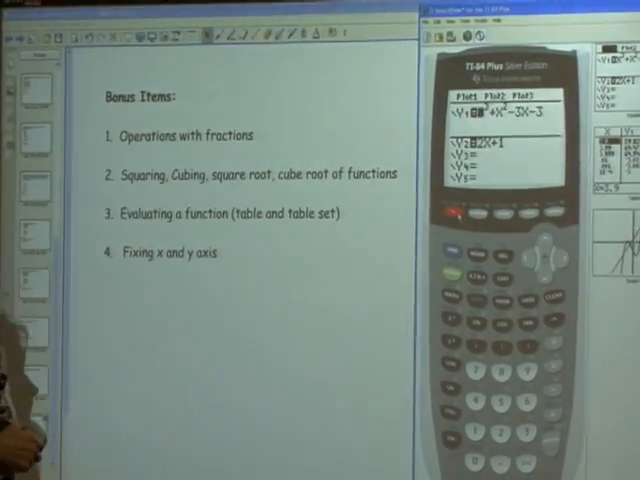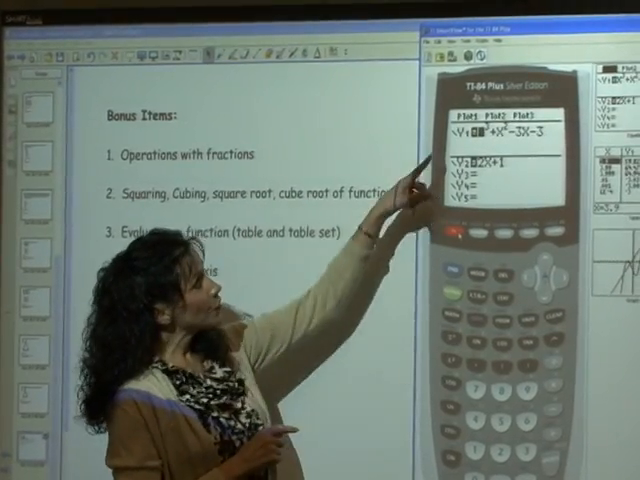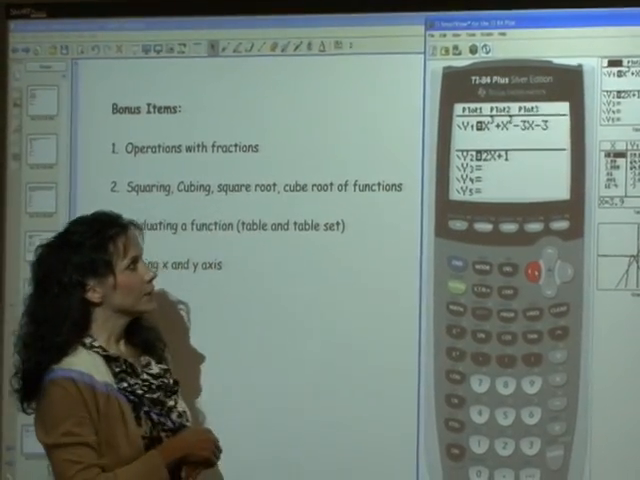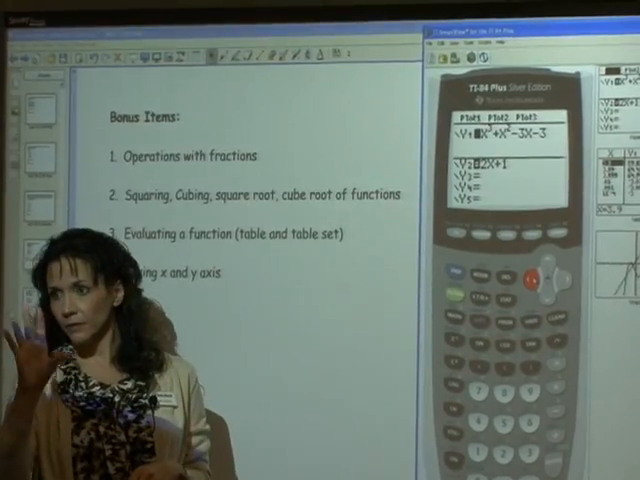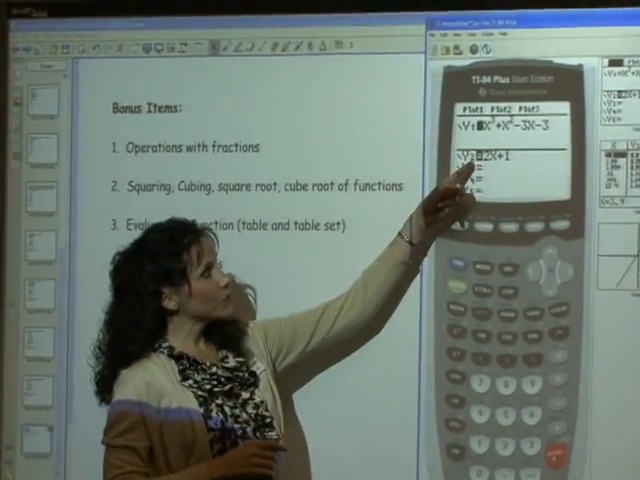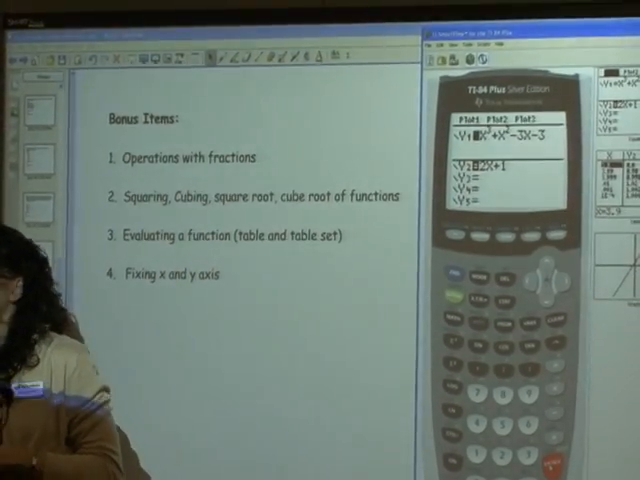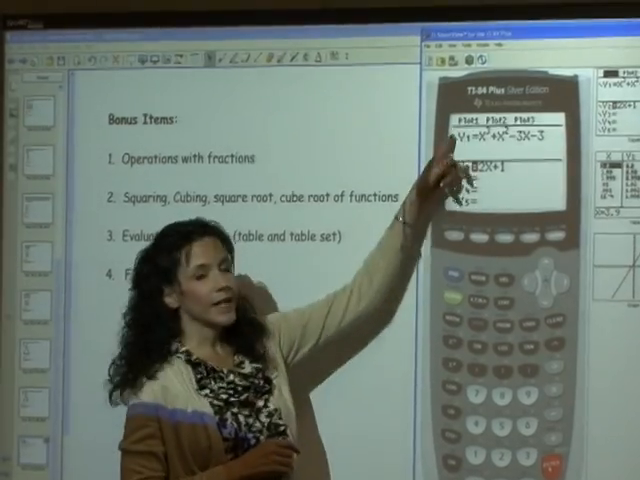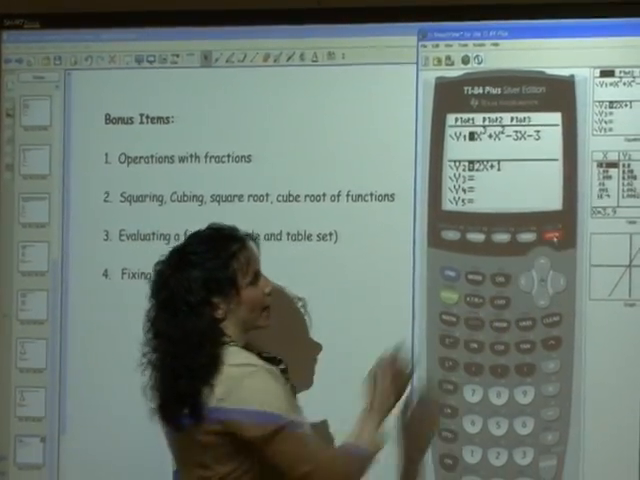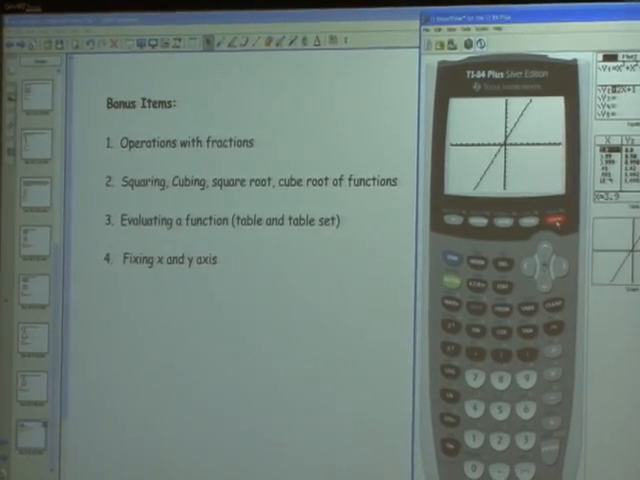Y equals. Let's say I want to turn off this first graph. I'm going to go to my equal sign. See how now my equal sign is flashing? I'm going to press enter. So see how this equal sign is shaded, but my other one's not anymore? It only graphs the ones that have a shaded equal sign. So I'm going to hit graph. Now it's just graphing the one that I wanted.